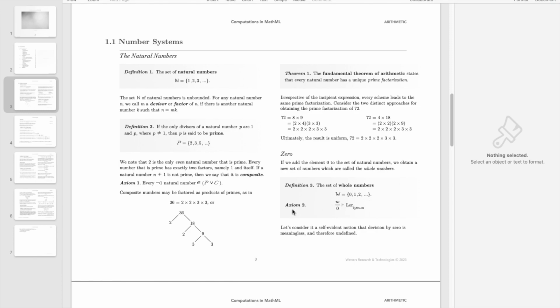And then we take it for granted the notion, if you prefer, that division by 0, any whole number divided by 0, yields nothing of meaning. It's meaningless. So we'll consider it a self-evident notion that division by 0 is meaningless and therefore undefined.